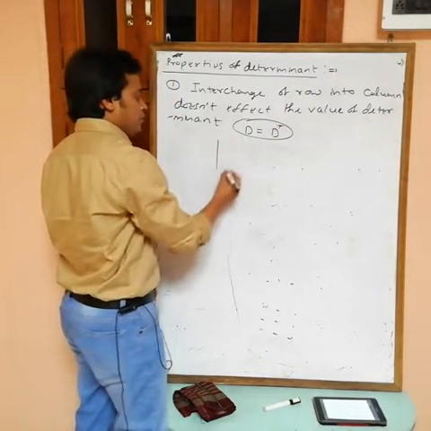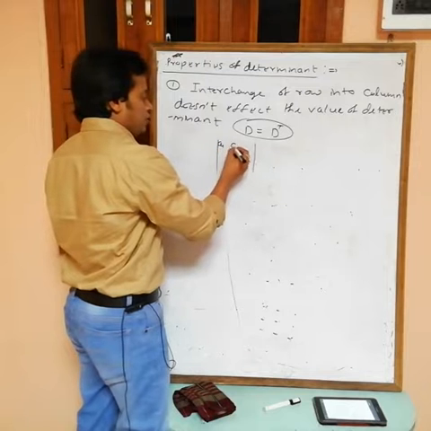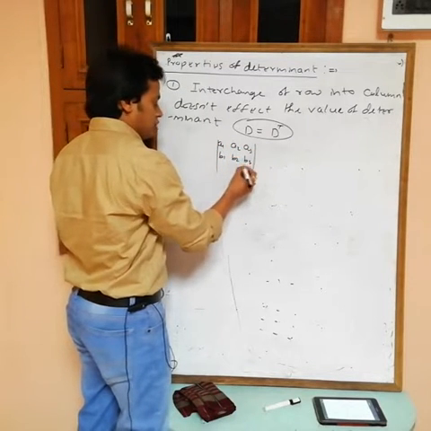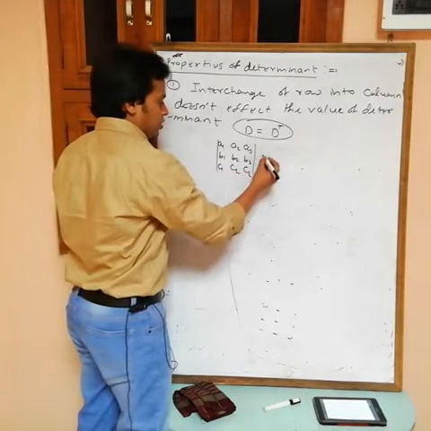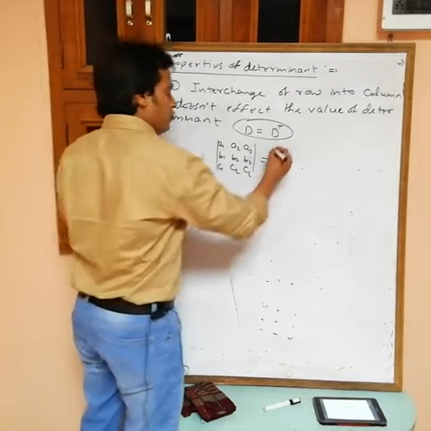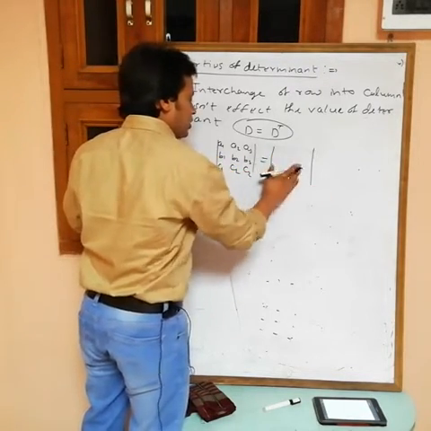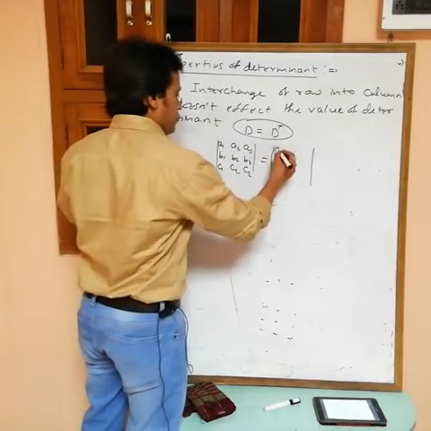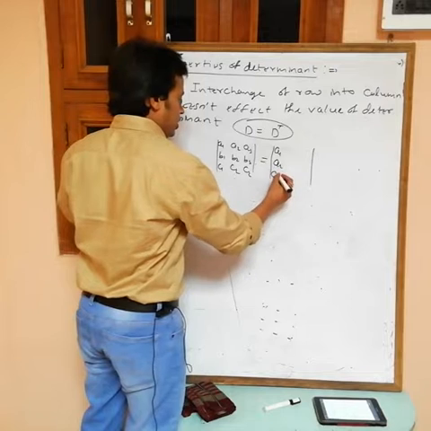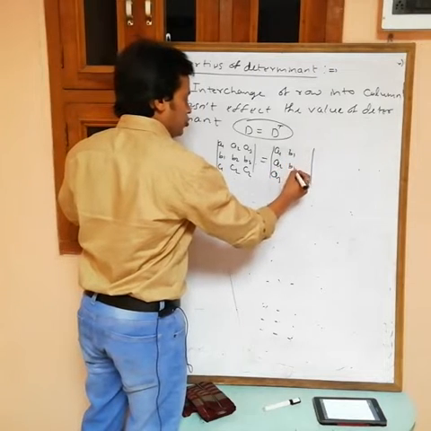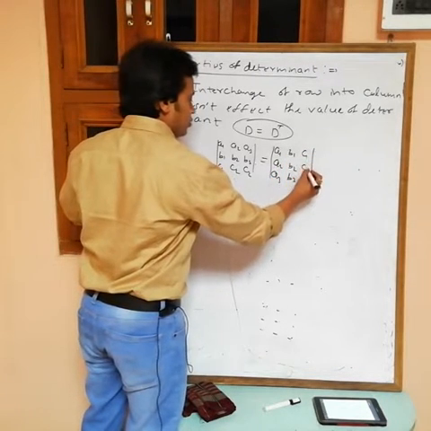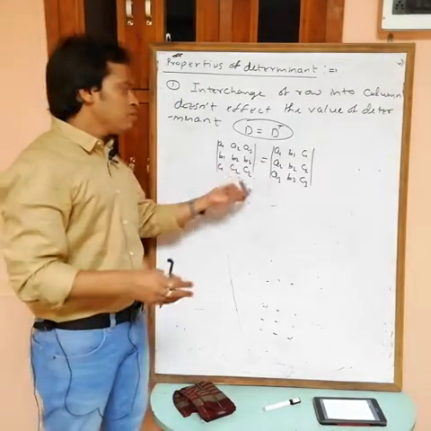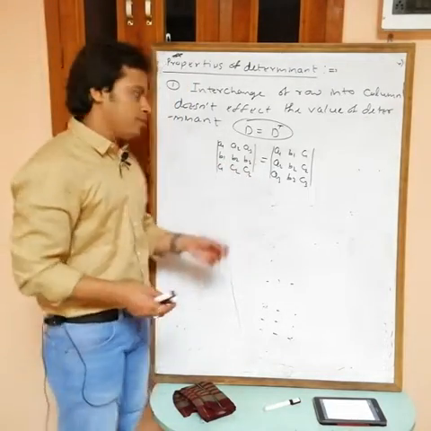For example, if this is A1, A2, A3, B1, B2, B3, C1, C2, C3, any determinant, find the value of this one or the value of its transpose, and you will get the same value. Transpose means the first row becomes the first column: A1, A2, A3, B1, B2, B3 and C1, C2, C3. If you find the value of both, you will get the same. You can check it.